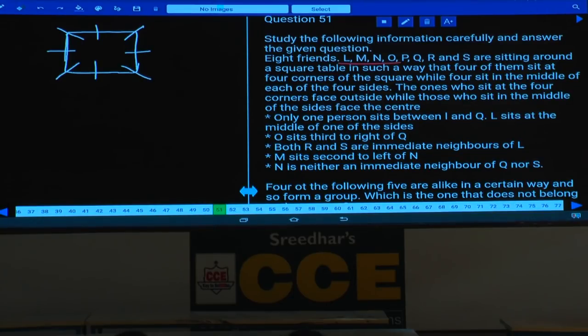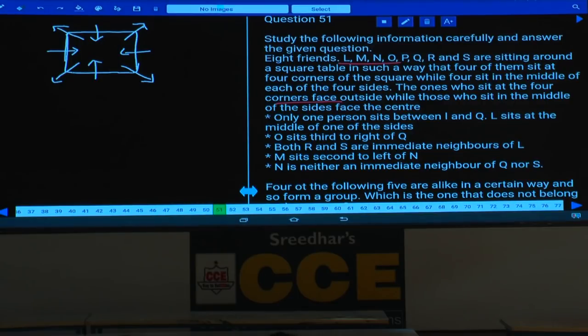8 friends L, M, N, O, P, Q, R and S are seated around a square table in such a way that 4 of them sit at 4 corners of the square, while 4 sit in the middle of the sides. And the ones who sit at 4 corners face outside. Now the persons who are at the corners are facing away from the center. And the persons who are in the middle of the sides are facing towards the center. Done with this, this is how these 8 persons were seated.